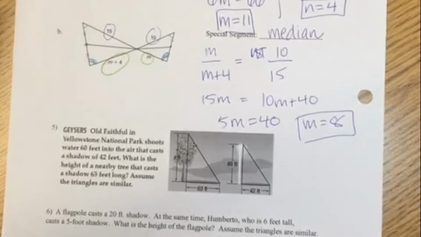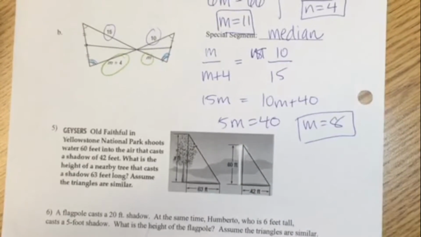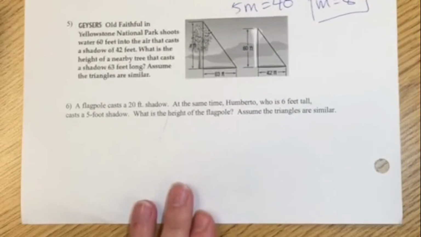Okay? Not too bad. I'm going to skip over number 5 just for time. There's already a diagram there. Just set up a proportion. Let's just sketch ourselves a diagram for number 8.